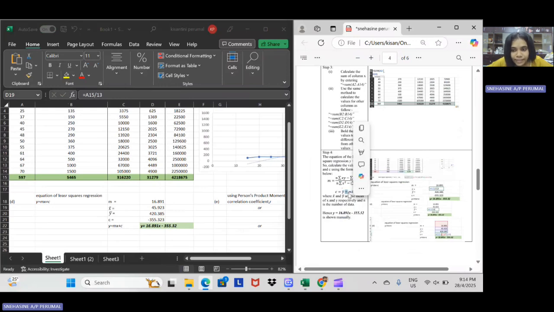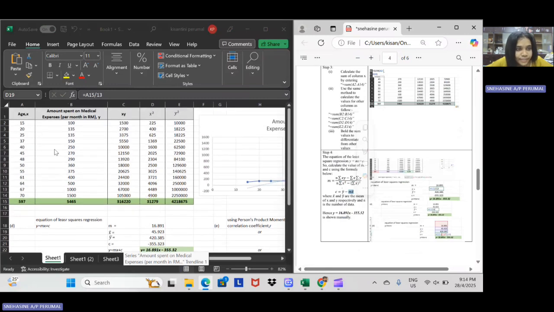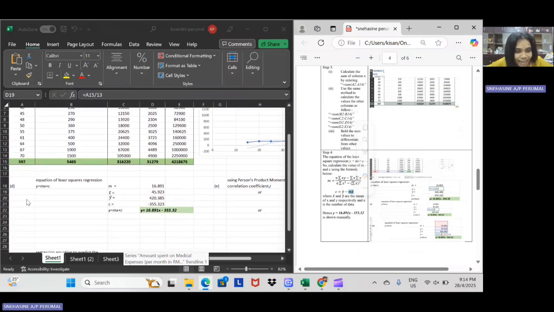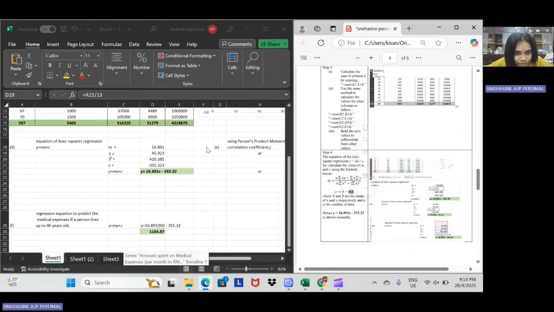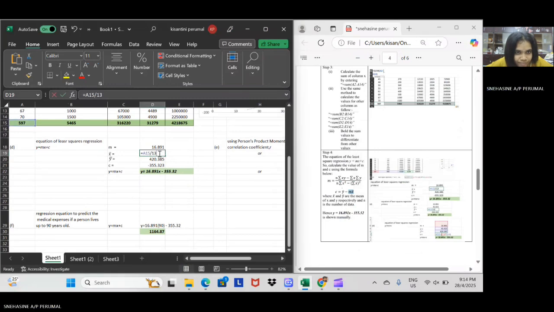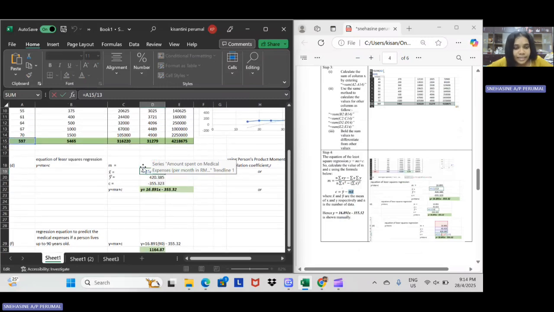So after that, for the C, you need to see y minus equals mx. So the x is representing, you have to see the x column. So the x is age, right? So 597 divided by 13, the 597 bahagi dengan 13. So you get this answer.